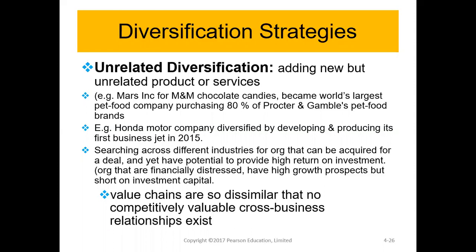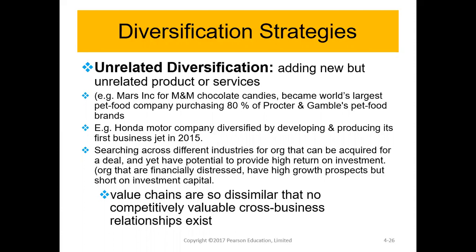Okay, let's take another example for unrelated diversification. Honda company. Honda produces cars, right? Then they diversified by developing and producing the business jet. And they called it HondaJet, okay? They produce jets. So it's not cars, it's something completely unrelated. The production is completely different, okay? The value chains are so dissimilar, completely different from the chain that you use to produce cars.